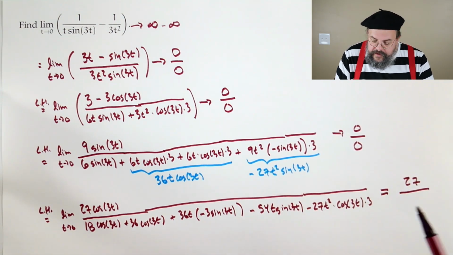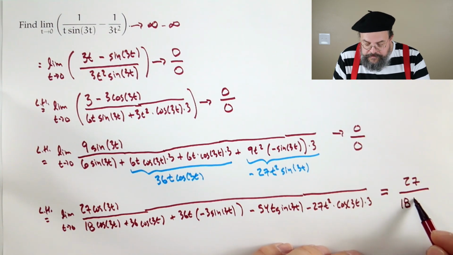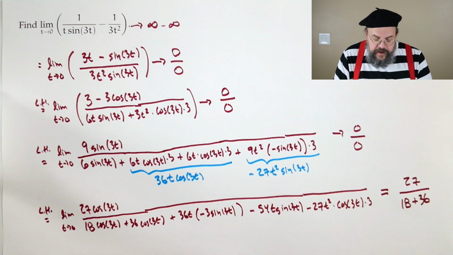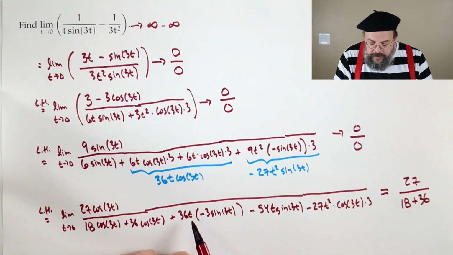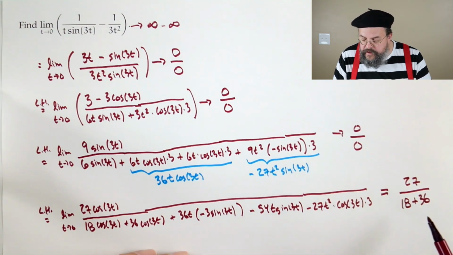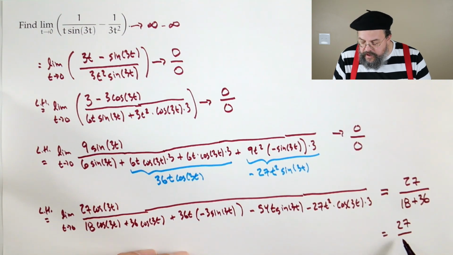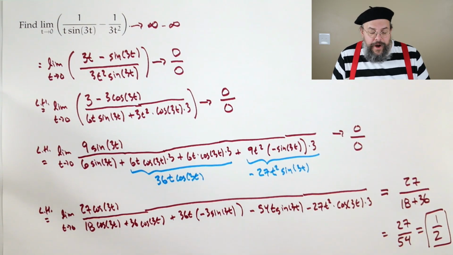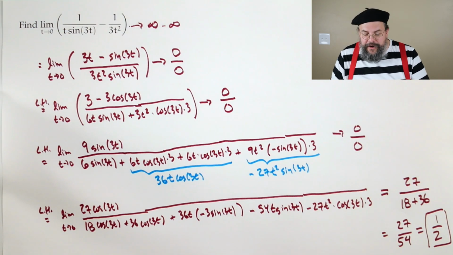Downstairs, 18 times cosine of 0 is 18. 36 times cosine of 0, 36. Now, the t goes to 0, so that term's going to go away. This t goes to 0, that t squared goes to 0. 18 plus 36, also known as 54. So 27 54ths, known as 1/2. And that's it. That's the answer. Wow. Amazing. We found it.